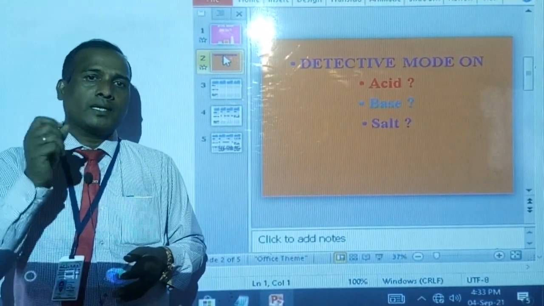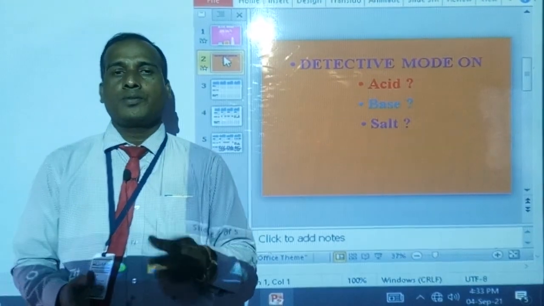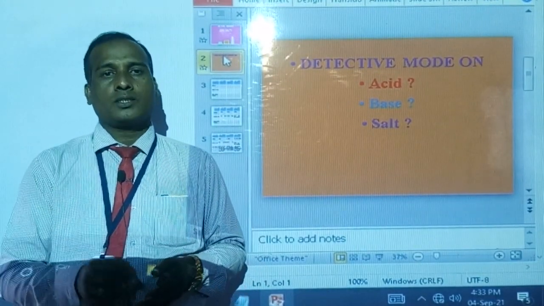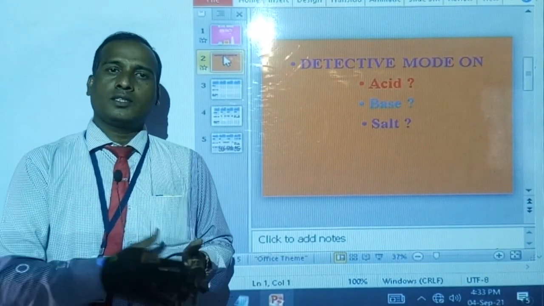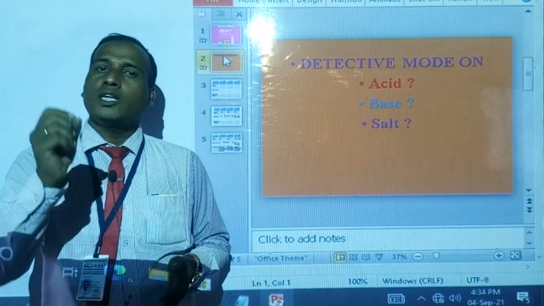By checking with the taste test, we found that if it is an acid, it has a sour taste. If it is a base, then it is compulsorily a bitter taste. And the neutral, that is salt, usually has a salty taste.